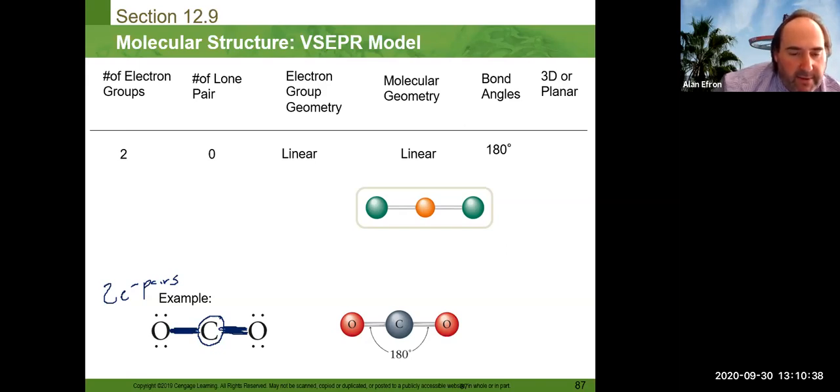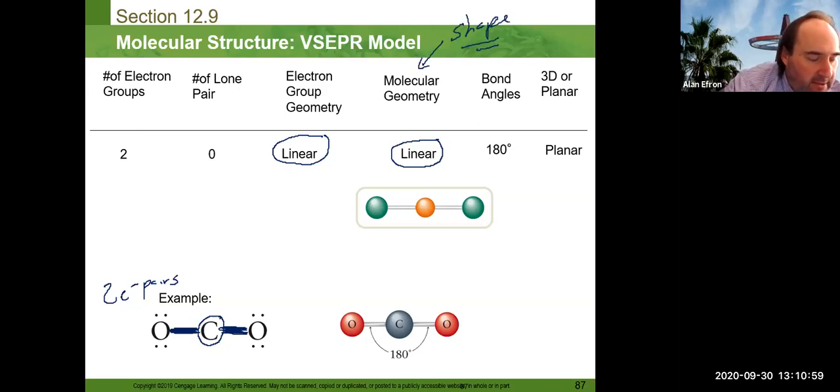Something with 2 electron pairs, as we talked about in terms of electron pair geometry, is going to be linear. The molecular geometry will also end up being linear as well. That is the second name, which is basically the shape of the molecule. So 2 electron pairs, 2 bonds will give you linear for the electron pair geometry, and also linear for the molecular geometry, or the shape of it. And CO2 is an example here. Again, bond angle 180 degrees. The bond angle is really tied to the electron group name there.